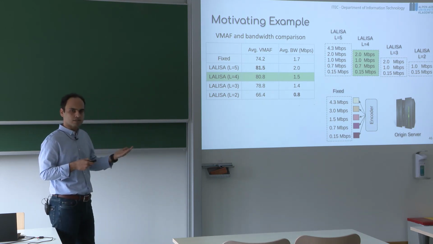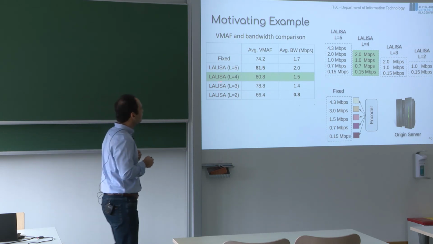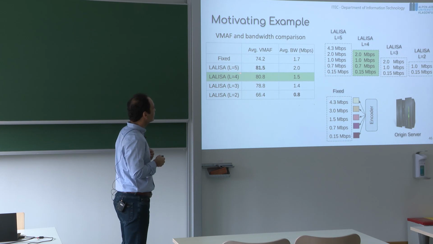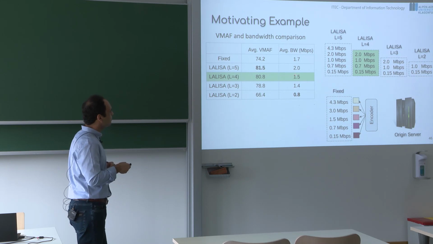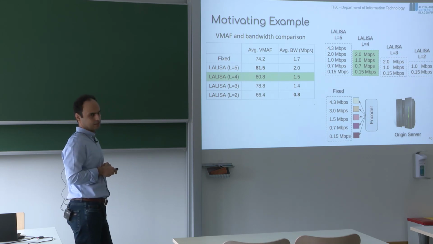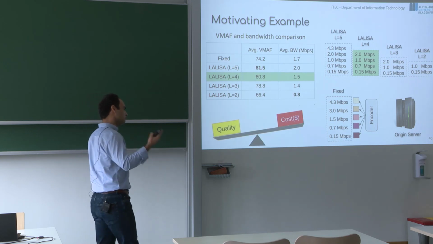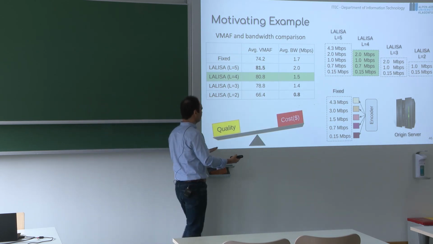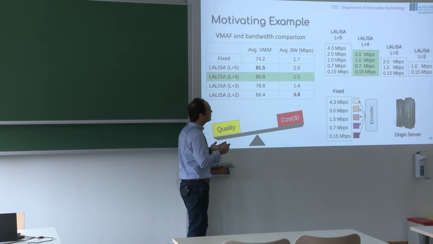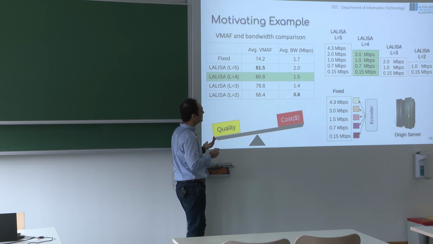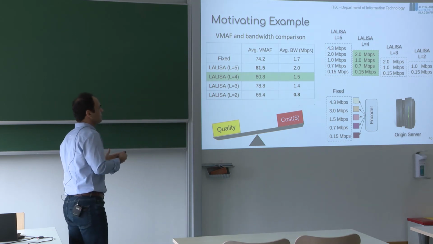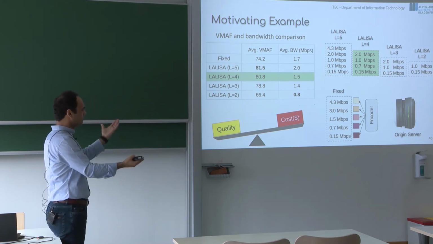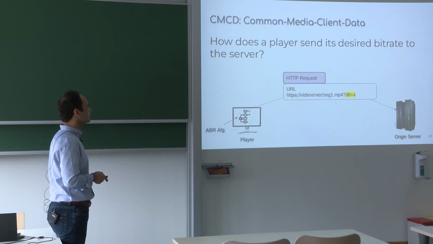More bandwidth means more cost. And you can see here, for example, when we set the length of the ladder to 4, we have better bandwidth consumption and better quality. It's about making a trade-off between quality and cost. We can have more bitrates, more quality, more cost; less quality and less cost. So in this motivating example, we showed how we can make a trade-off between quality and cost.